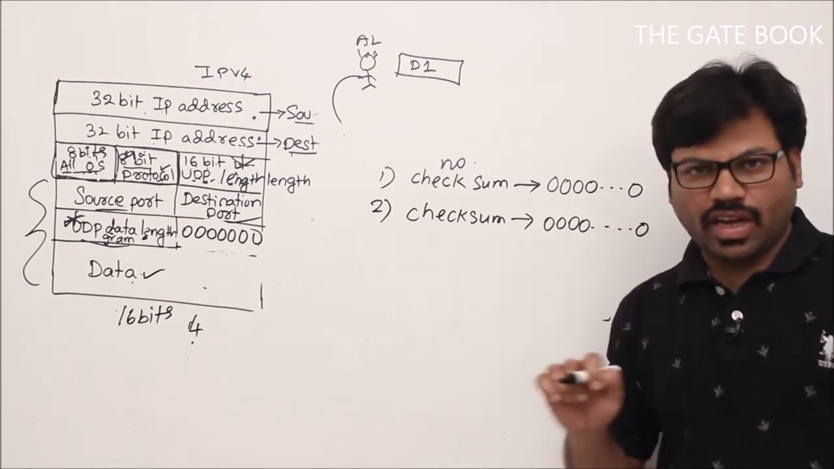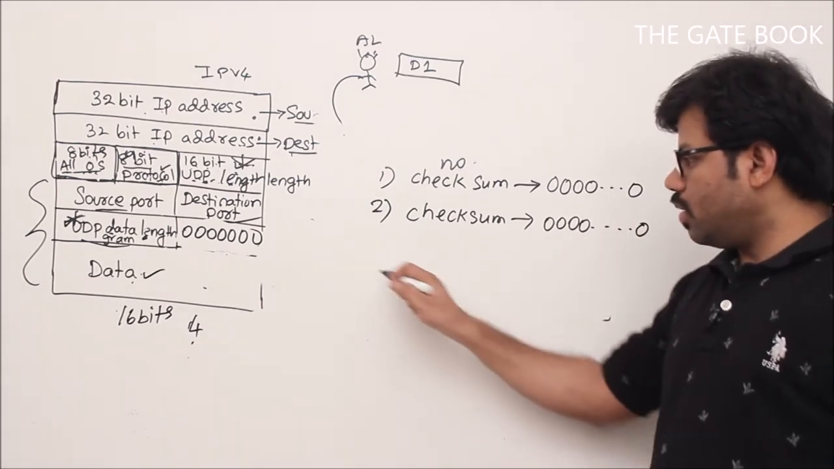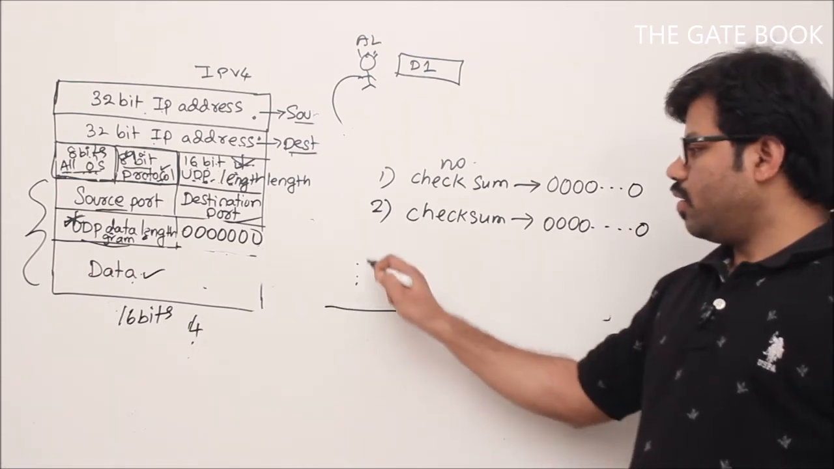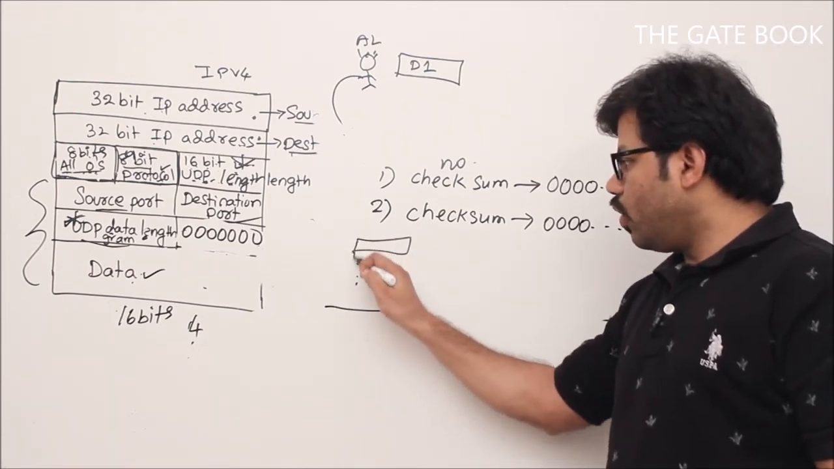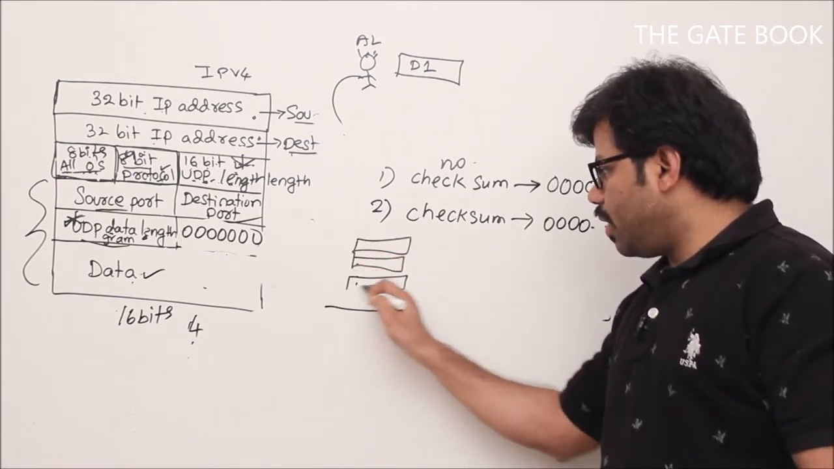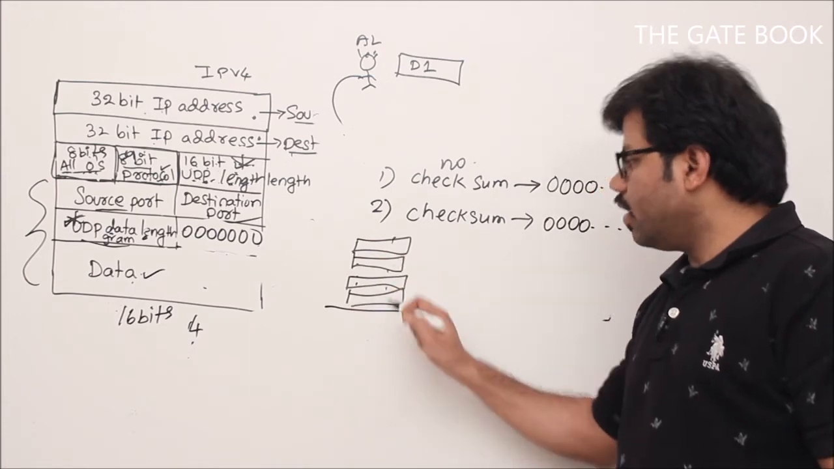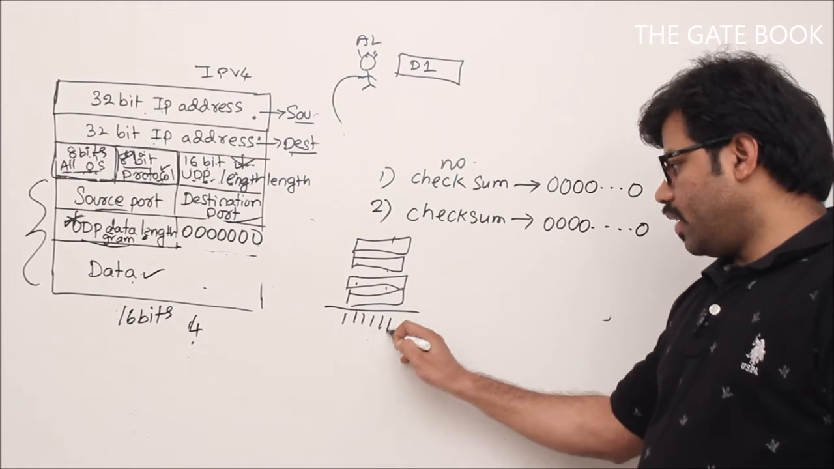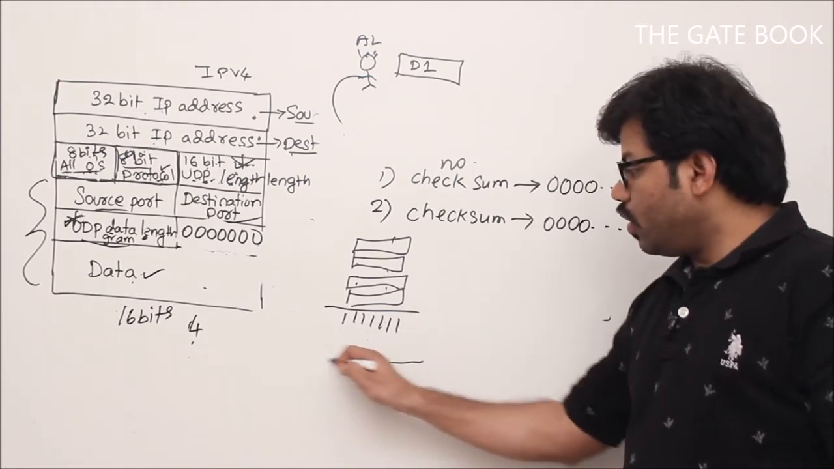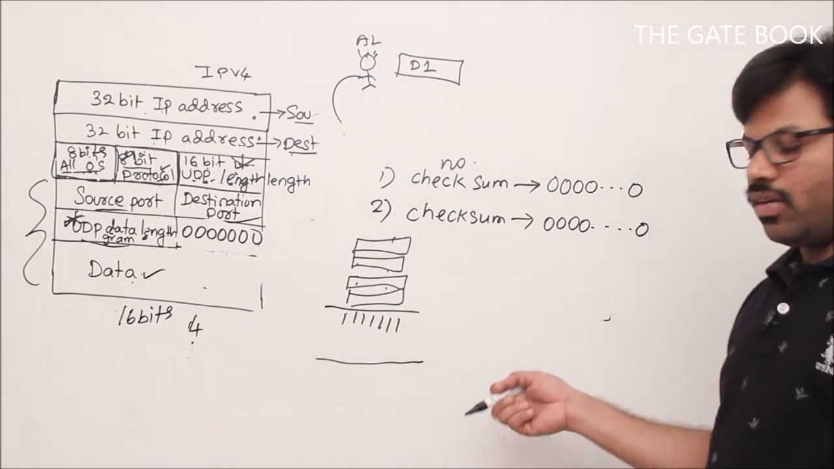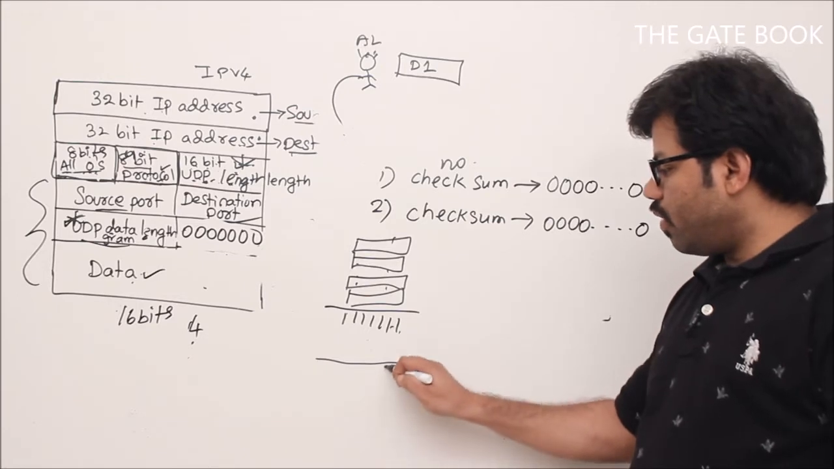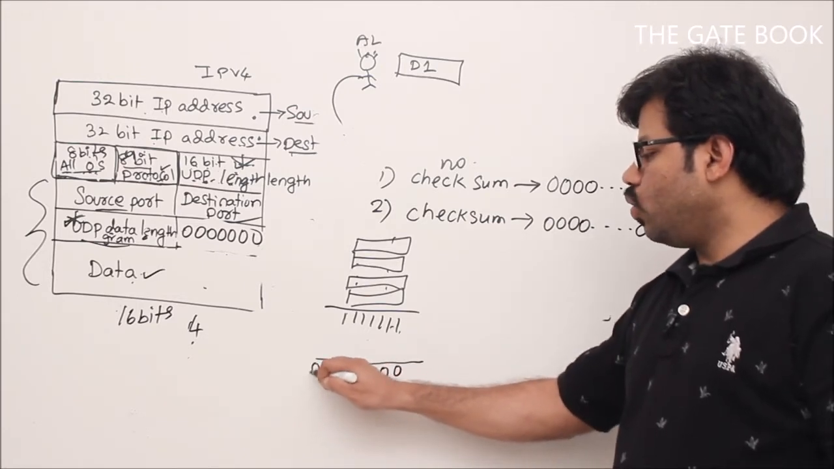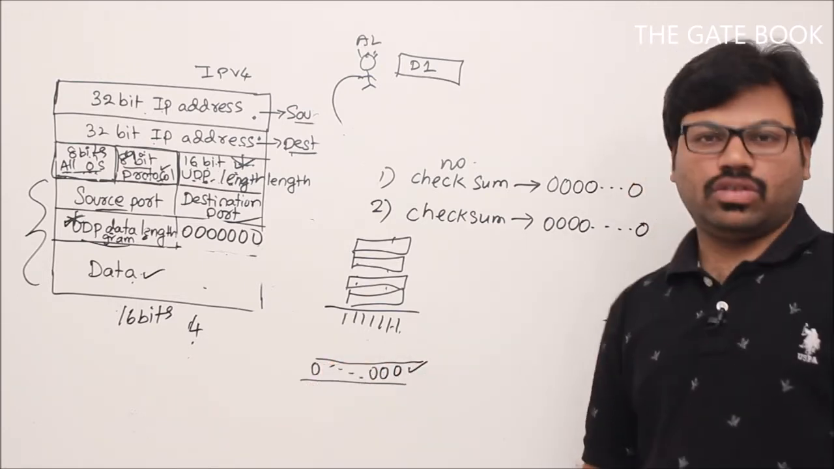Yes, it is possible to have all zeros because of the process. Remember, we are going to take all the 16-bit patterns and add them. But when you add everything, there is a chance that you might get all ones. Since you are doing ones complement, every one will become 0. Then you might get the checksum finally as zeros.